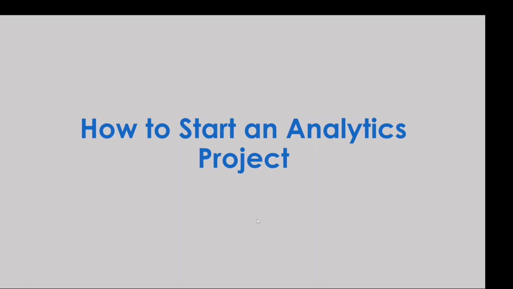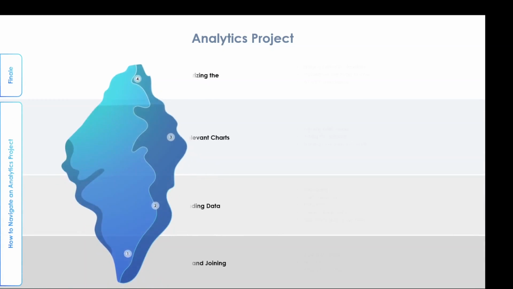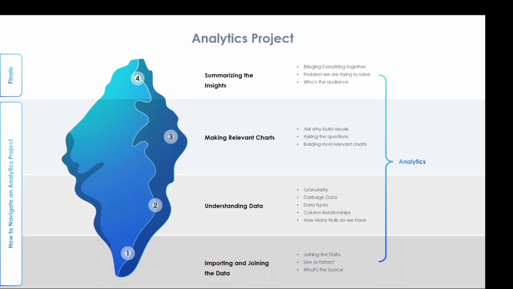So let's go through this. When you talk about an analytics project, you could essentially divide it into four categories or four different parts. First is importing and joining the data. This is the part where you import the data. You've got to understand what different data sources you have and how you join them. And then probably, do you want a live data source or do you want an extract out of it, right?